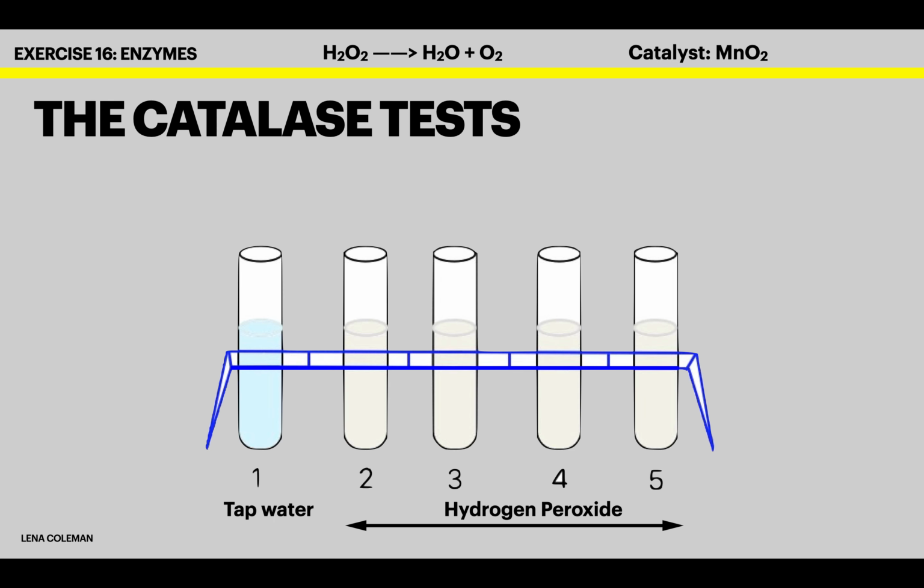So we're going to start with 5 test tubes. And in our first test tube 1, that is filled with tap water. Test tubes 2, 3, 4, and 5 are filled with hydrogen peroxide. Then we're going to add a clean toothpick to our tap water and notice if anything happens. Okay, so we add that here. Let's add one to the hydrogen peroxide and see what happens in this case.